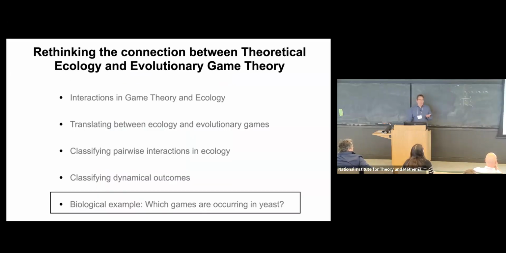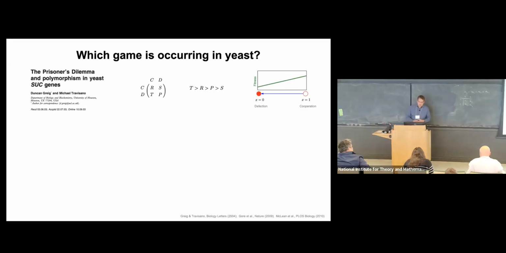So why is this even interesting? I think it is interesting because there's a lot of discussion about how we use this in biology. One thing is game theory in yeast. This is a famous paper by my former colleague, Duncan Greig, on the Prisoner's Dilemma and polymorphism in yeast genes. And they argue that there's some Prisoner's Dilemma.